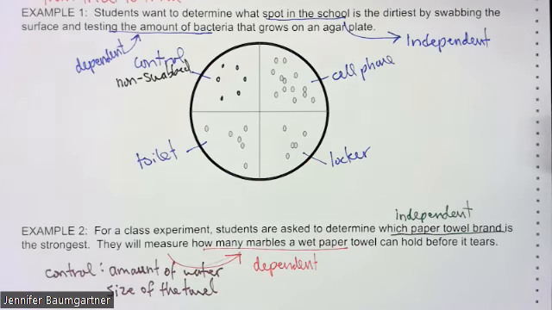So what are our takeaways here? Anytime you start to think about testing a hypothesis, you're going to want to think very carefully about your variables and make sure that you only have one independent and one dependent variable, and you're controlling everything else.